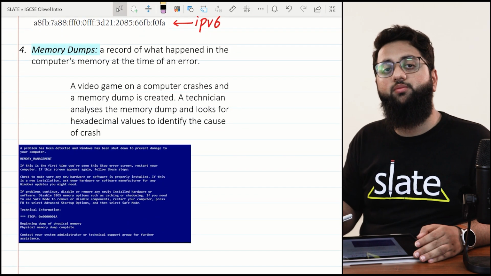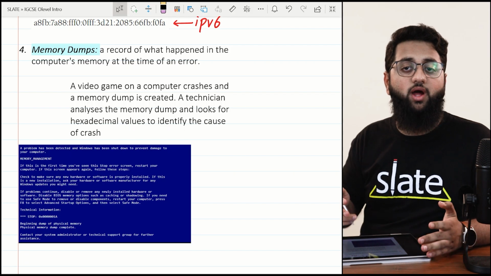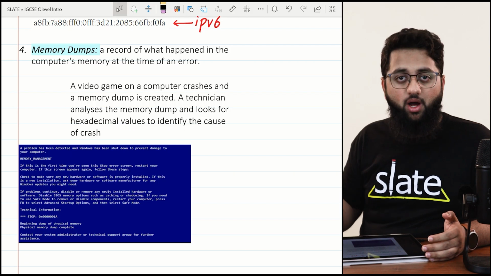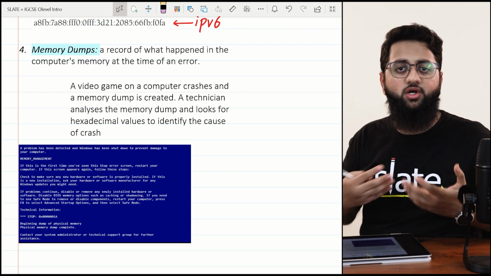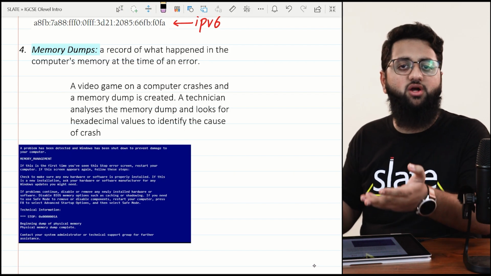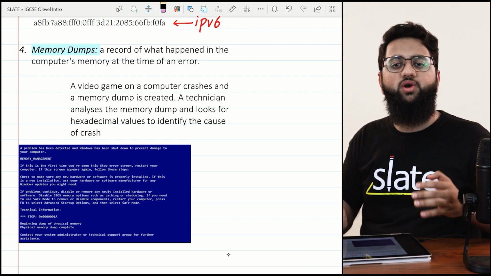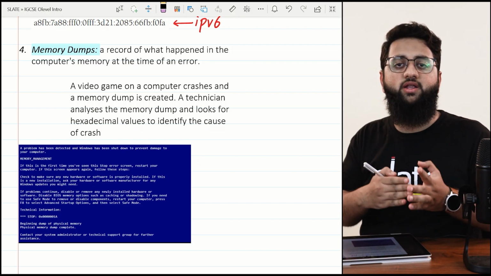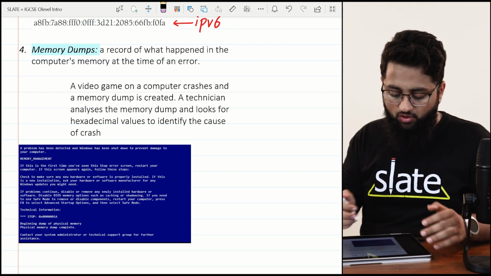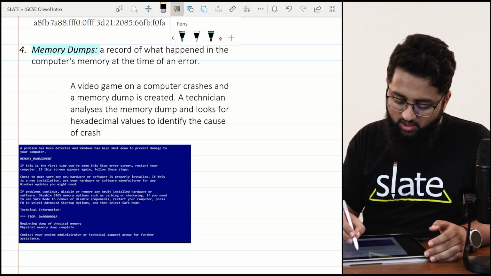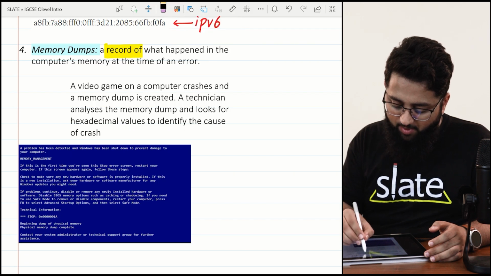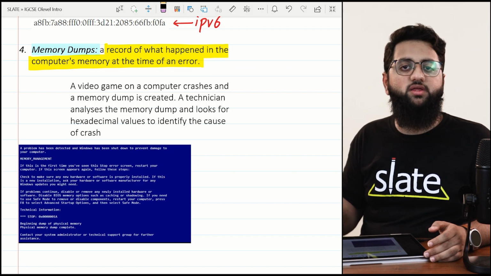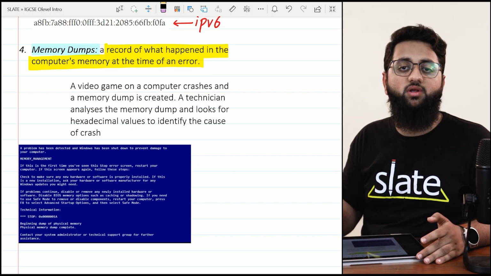Then a very important term, which the examiner has asked to define in previous past papers: what is a memory dump? Let's suppose I turned on my laptop and used it for 8 hours. In those 8 hours, whatever errors and corruptions came up in the computer are stored at a specific location in the memory. A memory dump is the record of what happened in the computer's memory at the time of an error, and usually these errors are represented in the hexadecimal number system format.